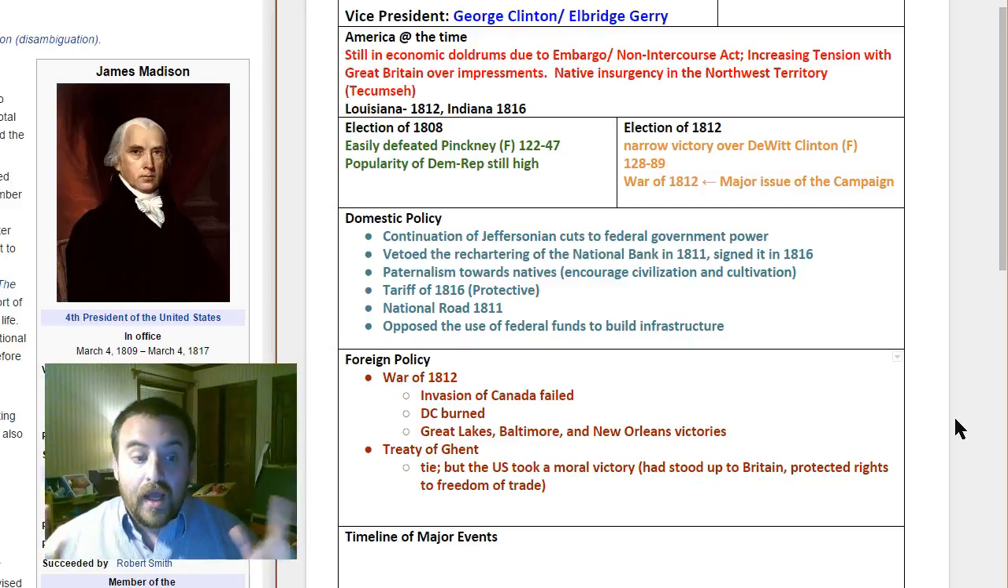All right, and next time we'll see James Monroe take the helm.